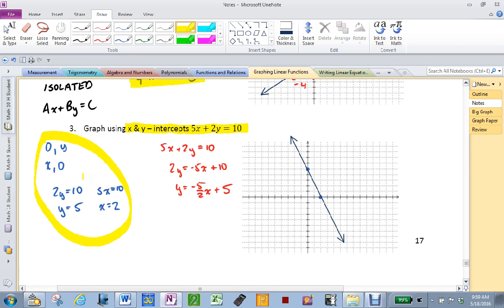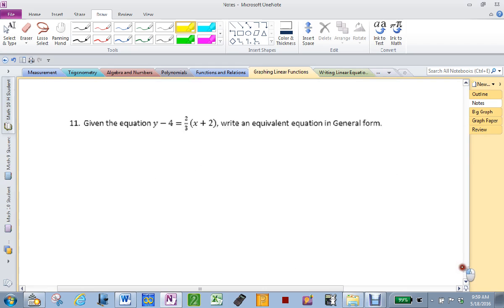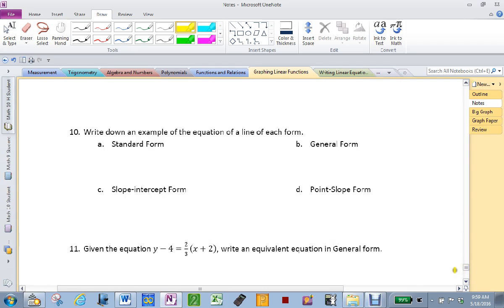Now, we're at a spot where I'm not sure what happened with the notes. Do you guys have this on your last page? Which for some strange reason is number 10, even though your last thing was number 3. Yes? Okay. More than 5 now. All right.